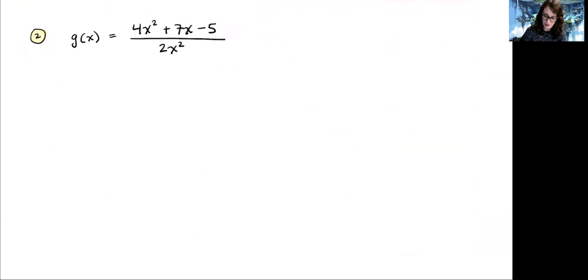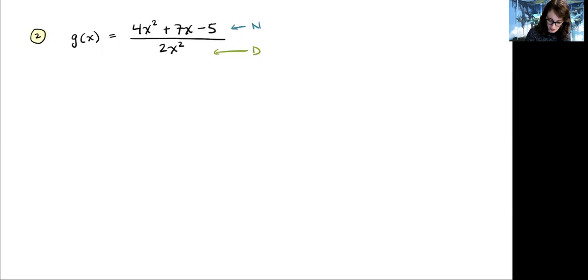So the first step is to identify what the numerator and the denominator is. That's usually not too hard. Right, here's the numerator and here's the denominator. Now in our quotient rule, we're going to need the derivative of the top and the derivative of the bottom.